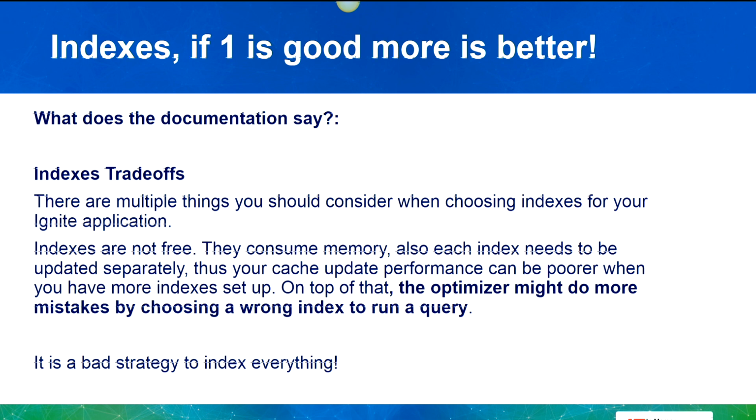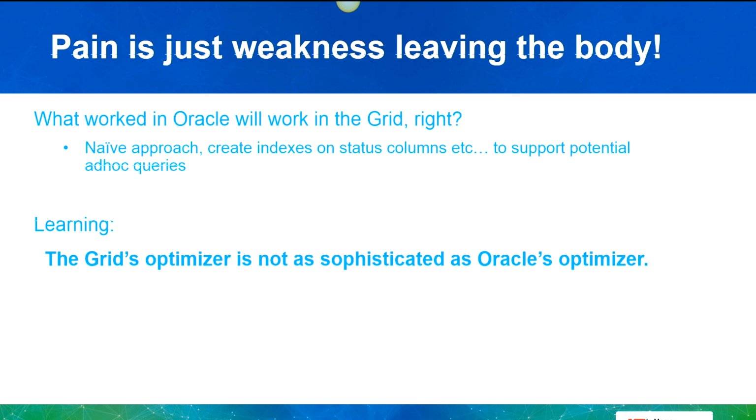By doing that, it's alluded to here in bold, GridGain documentation again: the optimizer might do more harm than good and choose the wrong index when it runs your query. And that's exactly what we saw. And I'll talk about what our new strategy is. I kind of talked about this. I was used to Oracle. Oracle's optimizer is more sophisticated than GridGain's optimizer in terms of choosing which indexes. So just know that going into it.